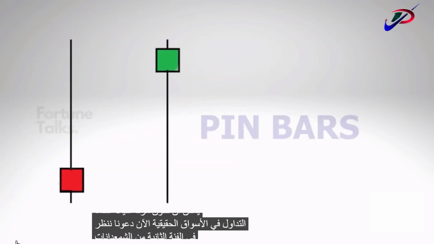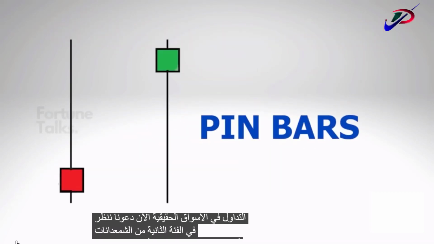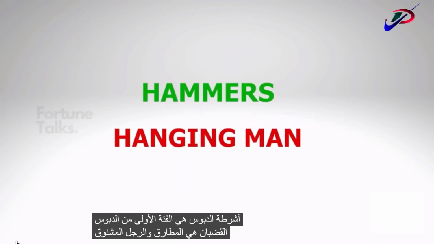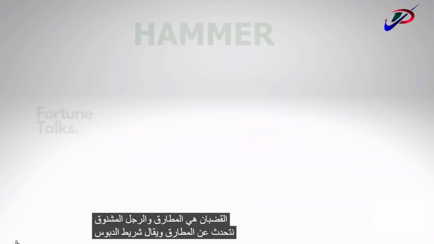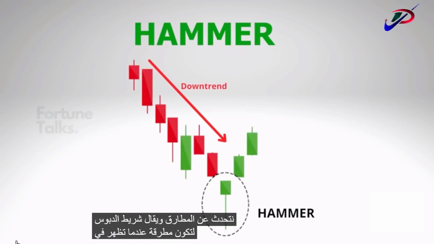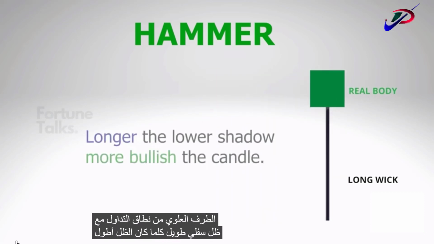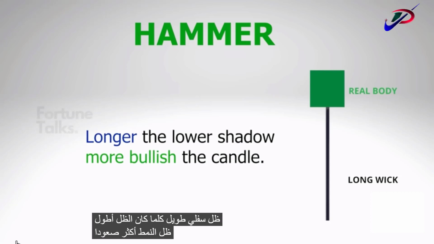Now let's look at the second category of candlesticks, the pin bars. The first category of pin bars are the hammer and the hanging man. Talking about hammers, a pin bar is said to be a hammer when it appears at the bottom of a downtrend. The hammer consists of a small real body at the upper end of the trading range with a long lower shadow. The longer the lower shadow, the more bullish the pattern is.